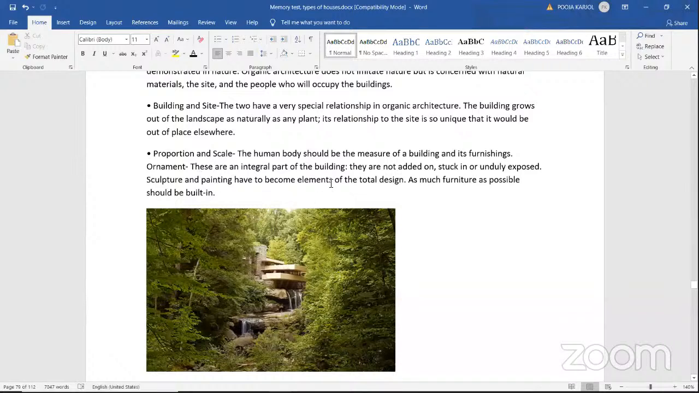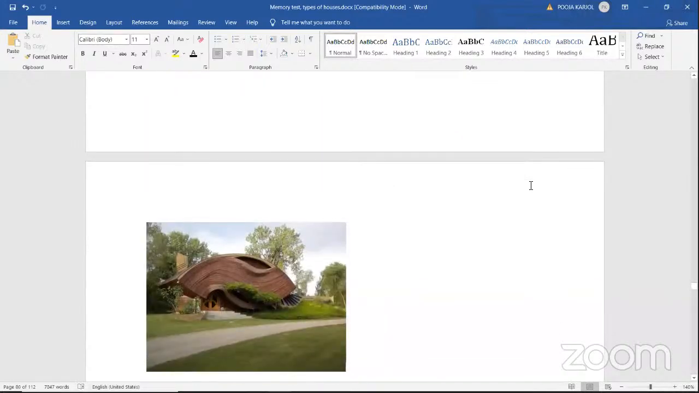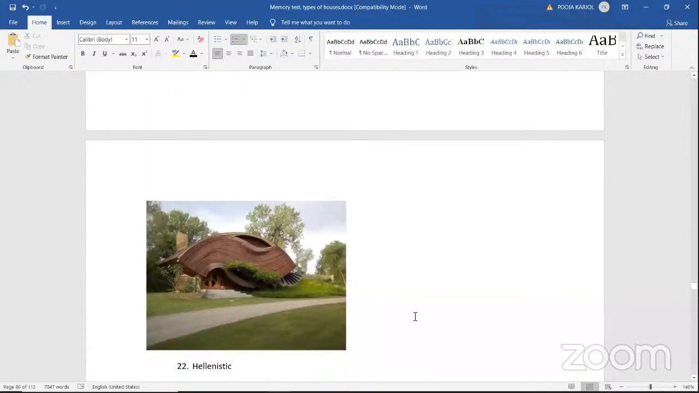The sculpture and paintings have to become elements of the total design. It should not be added on, stuck, or unduly exposed. Meaning, you have to make sure about the harmony between the nature and the artwork used. This is another example of organic architecture. Doesn't it look like it belongs there?